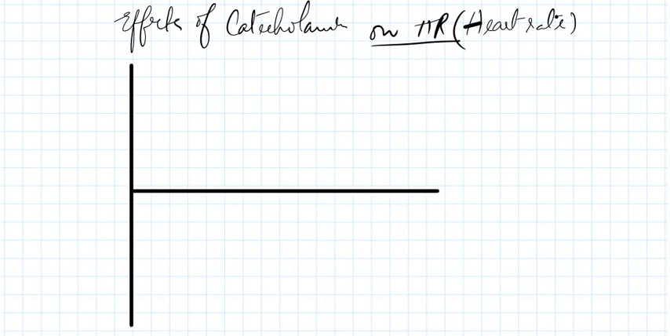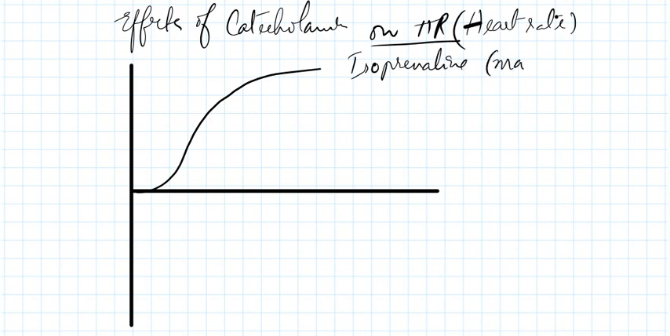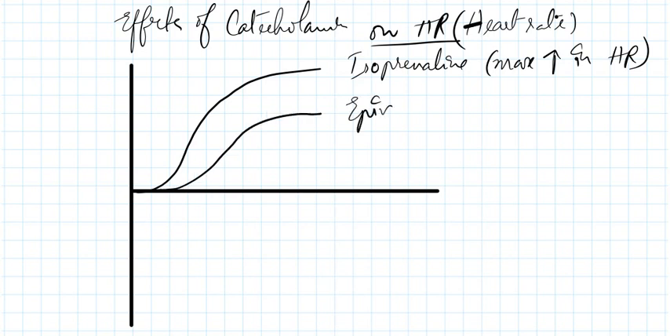Now if you ask me, isoprenaline, which is one of the most important catecholamines, it has a positive effect. Isoprenaline shows the maximum increase in heart rate. Now if you ask me epinephrine, it increases the heart rate but not more than isoprenaline.